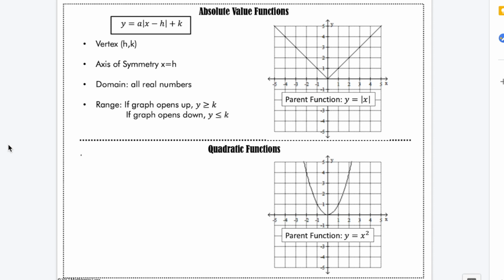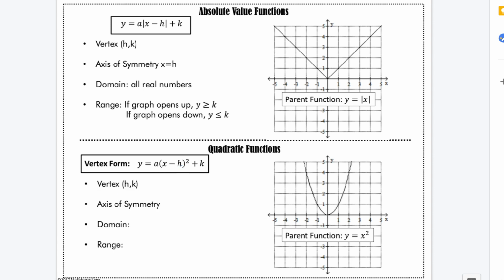So now that we've reviewed a little bit about the absolute value function, the quadratic function is very similar. Let's look at the vertex form of a quadratic function. Comparing the two of these, the only difference is that instead of trying to find the absolute value of the quantity x minus h, we're now squaring that difference.